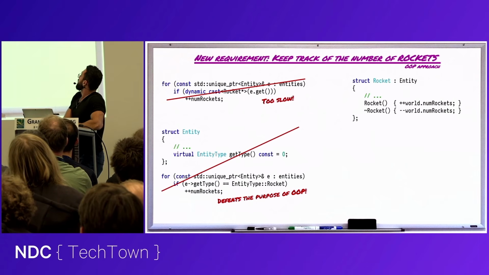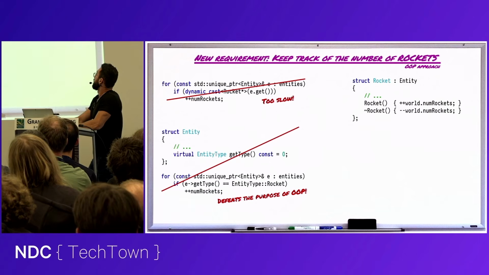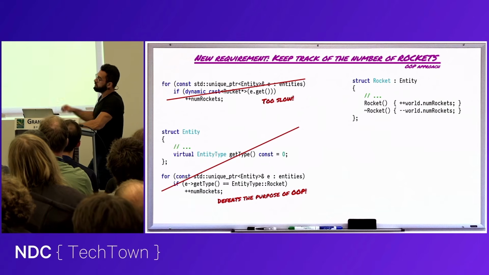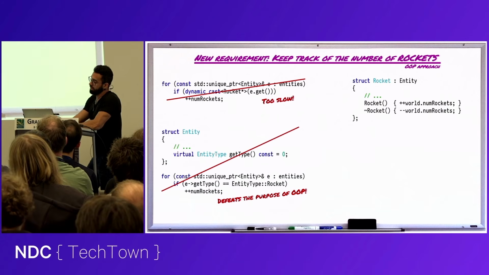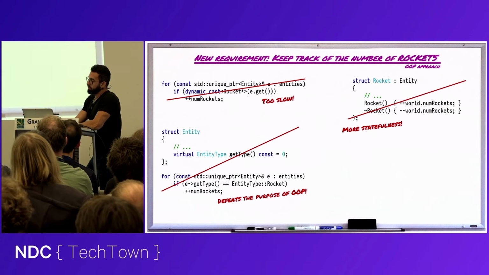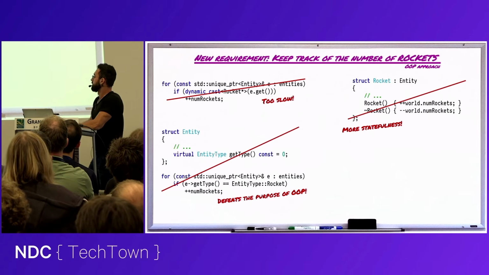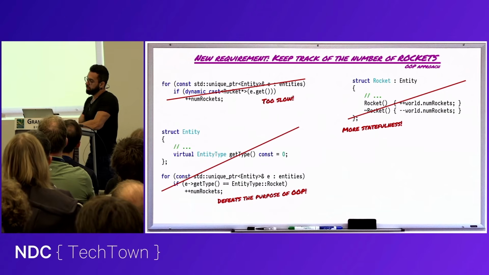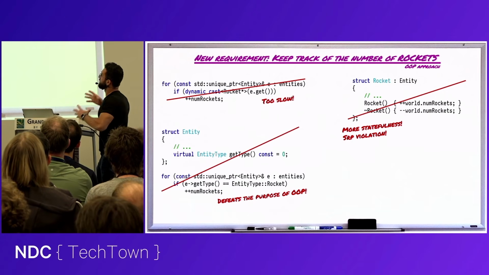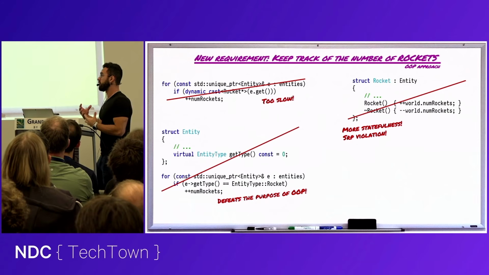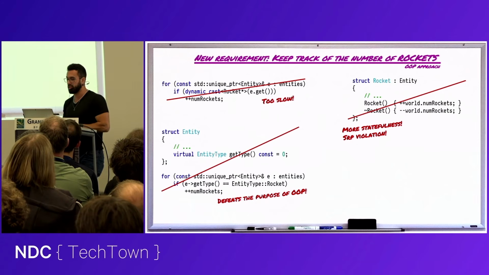Then I thought about, okay, maybe when I create the rocket, I can have the world register that. So I'm going to add some side effects in the constructor and the destructor of the rocket. I don't like that. It's more state, more mutation that happens somewhere deeper in the program. And I also feel like we're violating the single responsibility principle. Why is the rocket responsible for counting the number of rockets? It doesn't really make sense.